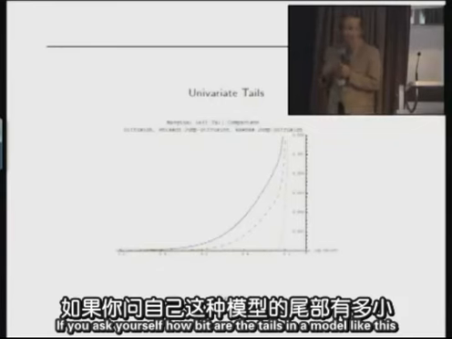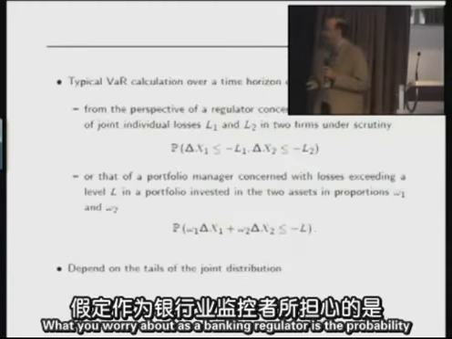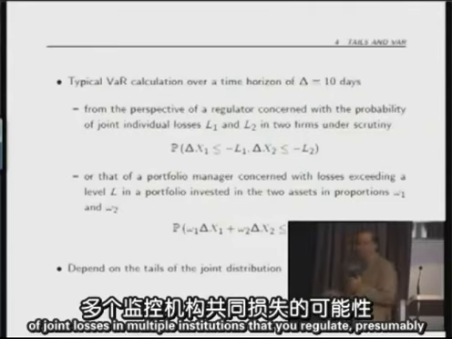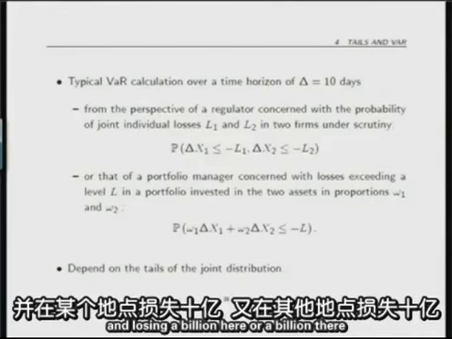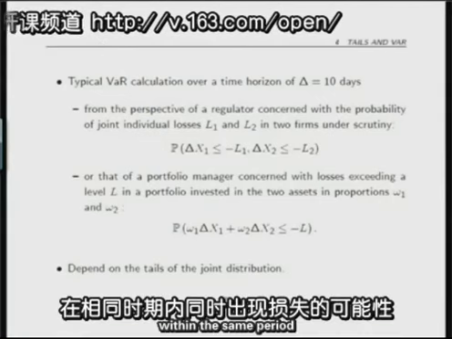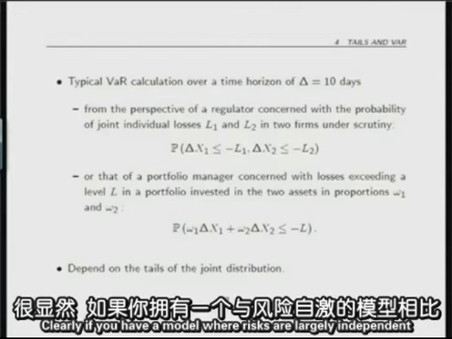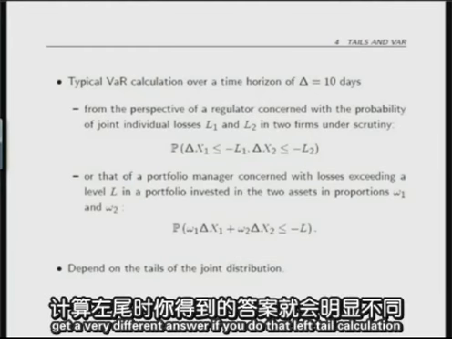If you ask yourself how big are the tails in a model like this, how big is the left tail? And let's suppose you're a banking regulator. What you worry about as a banking regulator is the probability of joint losses in multiple institutions that you regulate, presumably. You don't necessarily worry about one bank doing something stupid and losing $1 billion here or $1 billion there, but you worry about multiple financial institutions losing within the same period. And clearly, if you have a model where risks are largely independent versus a model where risks are self-exciting, you're going to get a very different answer if you do that sort of left-tail calculation.